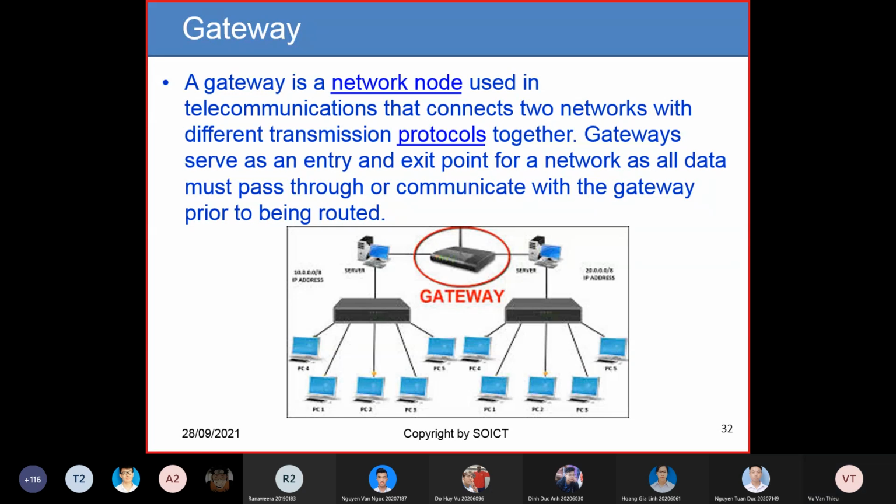Gateway. A gateway is an equipment that is used to connect between different computer networks. For example, we have different computer networks that you need to connect together, so we will use a gateway or bridge. That is the gateway's role.